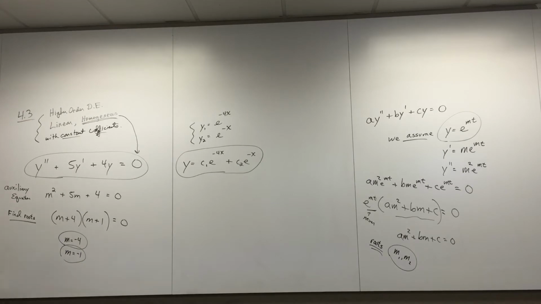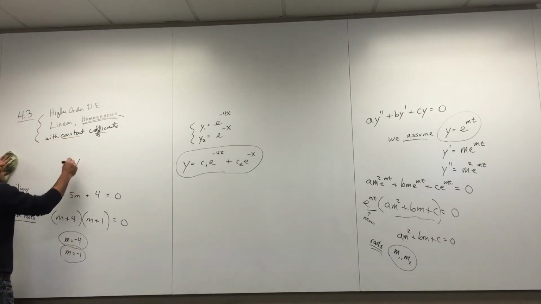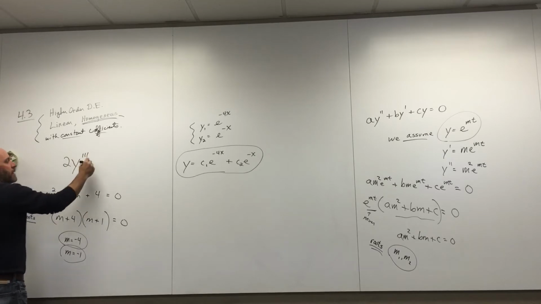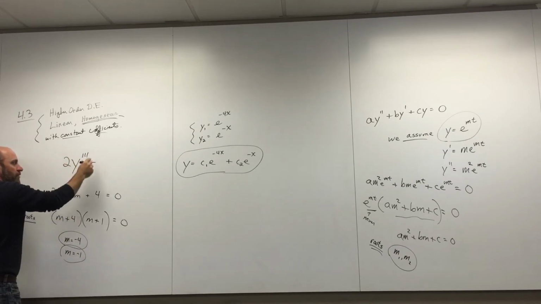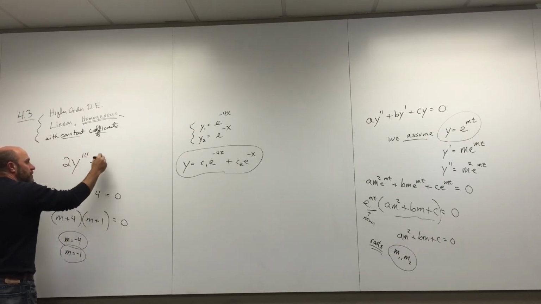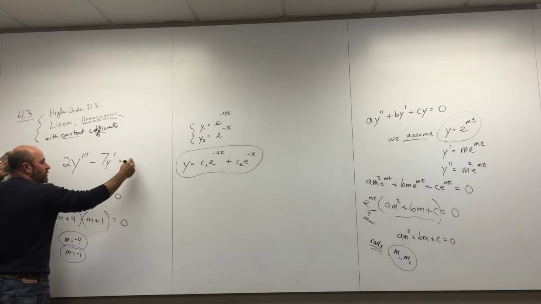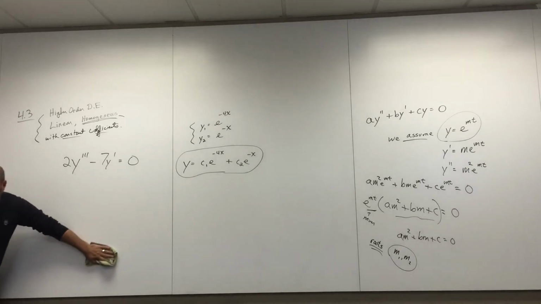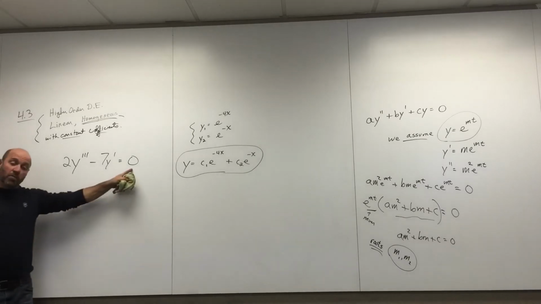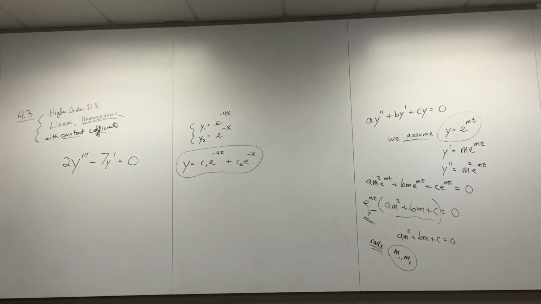Let's try another one. This is classic. Watch this guy. 2y triple prime minus 7y prime equals 0. See, there's one. Higher order linear DE with constant coefficients, and also homogeneous, equals 0. Linear DE, third order this time. It's higher order. So how do you solve it?